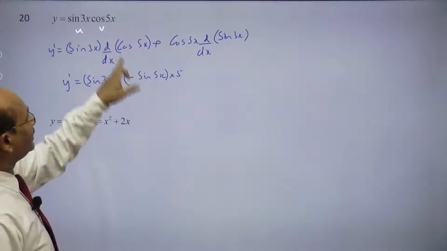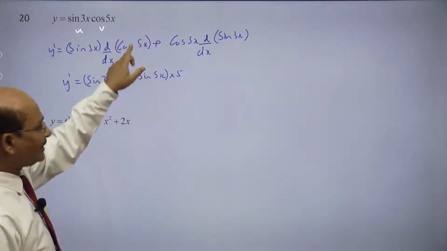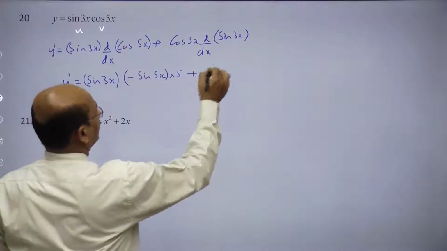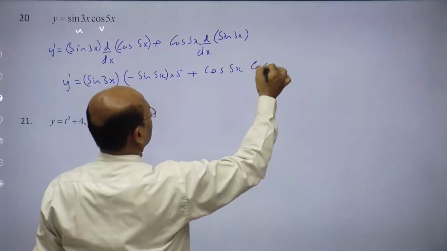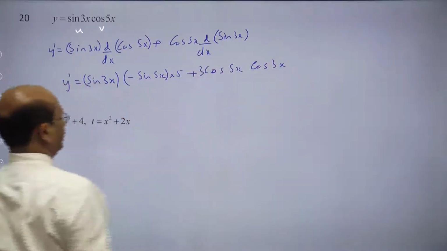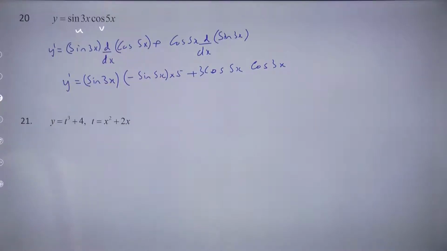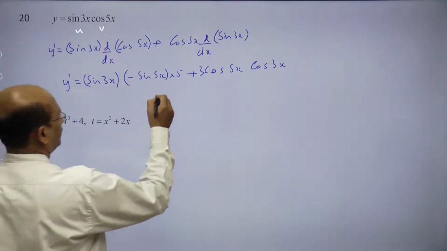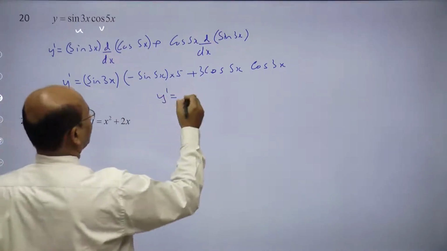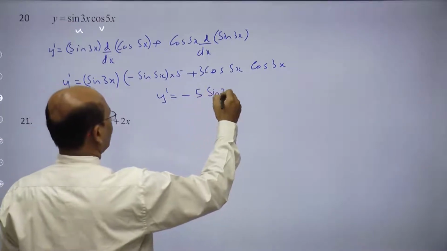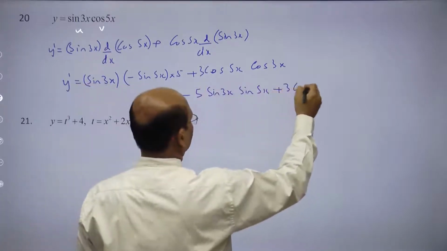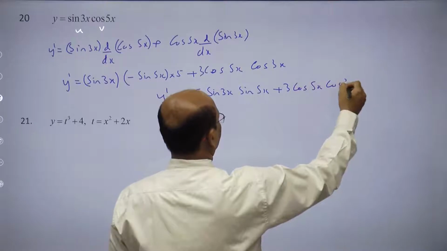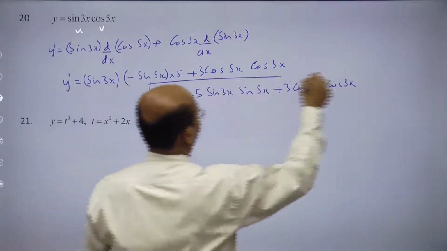Cos derivative is minus sine, cos theta is minus sine theta, and then inside is 5x, into 5, plus cos 5x, and derivative of sine 3x will become cos 3x into 3. I do not think anything is left out here. I cannot take anything common. So, you can just share the working: y dash is nothing but minus 5 sine 3x sine 5x plus 3 cos 5x cos 3x. So, this is my final solution.